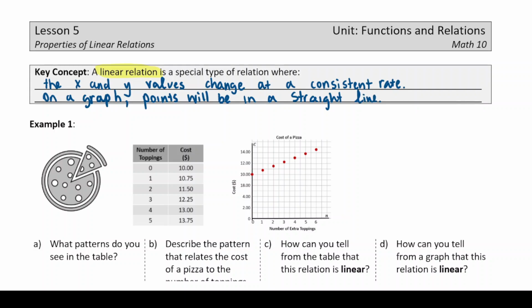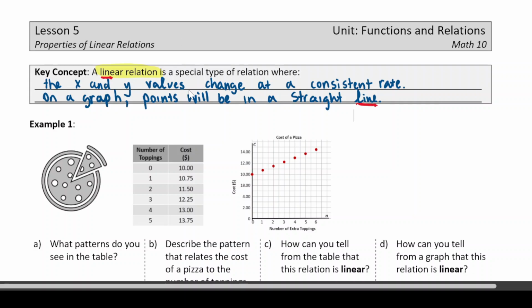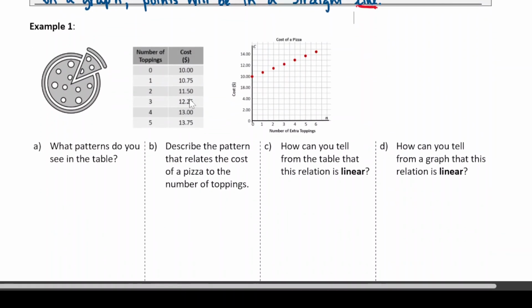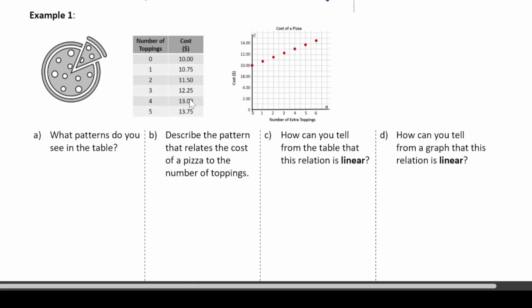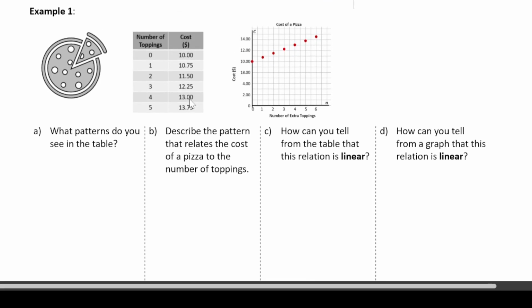One way to remember the definition of a linear relation is it actually has the word line in it, right? And we say here that the points are lining up in a straight line. Okay, let's look at a simple example to start. We have a relationship here that's represented as both a graph and a table.